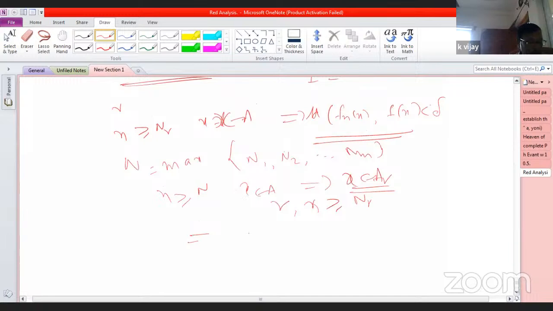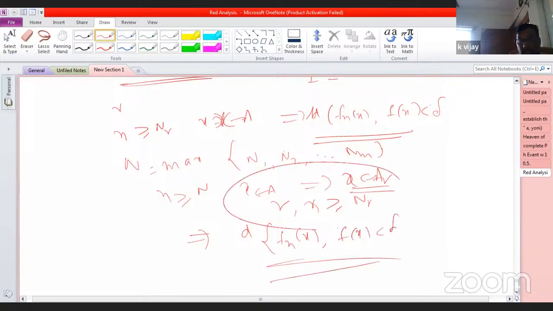So therefore n greater than or equal to N_r. So the condition is d of f_n of x, f of x less than delta. That is the condition here. x belongs to A, x belongs to A_r, that is for n greater than or equal to N_r. The condition is right here.